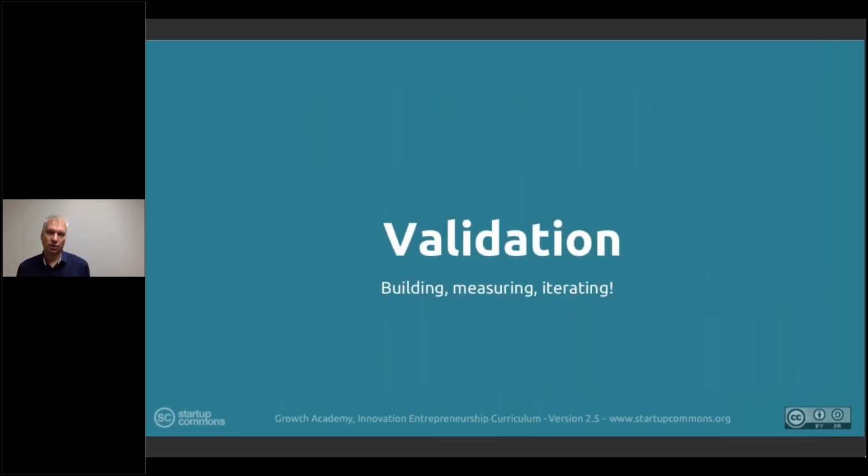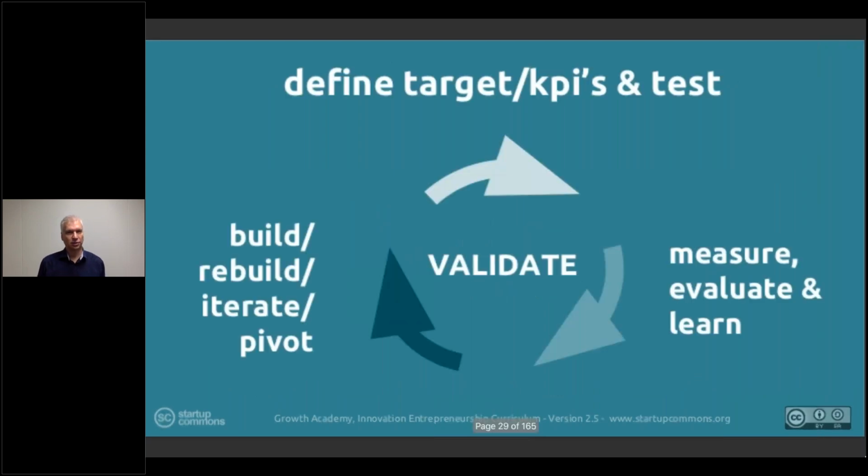So validation is all about building, measuring and iterating. It's really about defining what the target is. If we look at this validation cycle, to be able to validate, you need to have a known target that you can check. Did we hit that target or did we not hit that target? If we take the definition of innovation itself, we need to prove that we are generating value with that product or service, and we need to be able to identify to whom that value is created, how we are creating that value, and also how we are capturing that value.